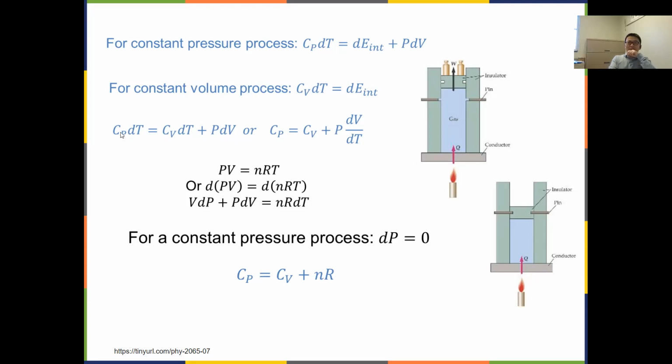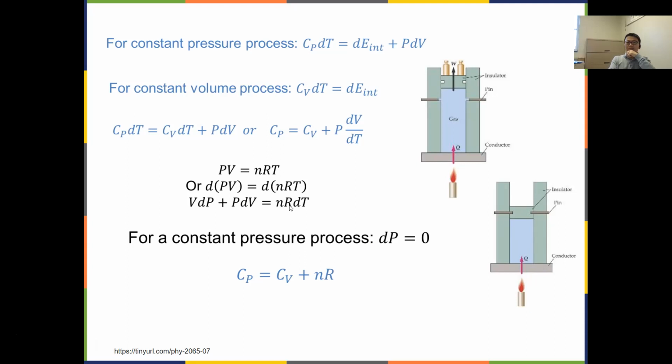You can divide everything by the derivative of T, so then this will be plus P times dV over dT. Now for an ideal gas, let's evaluate this term. PV equals nRT, so you can take the derivative on this side, which equals the derivative on the other side. So d(PV) equals V dP plus P dV, which equals nR dT. Now divide everything by dT: V dP over dT plus P dV over dT is equal to nR.